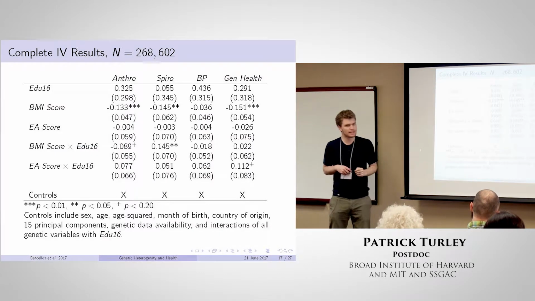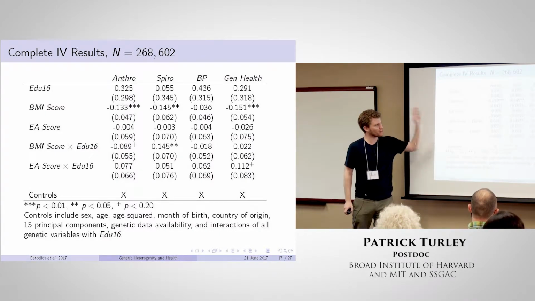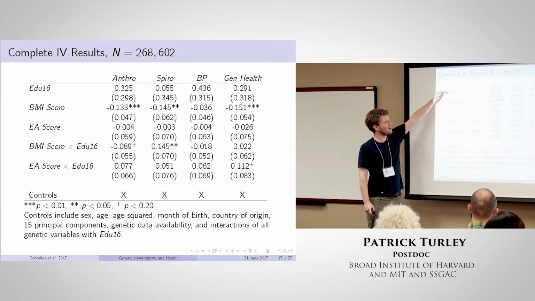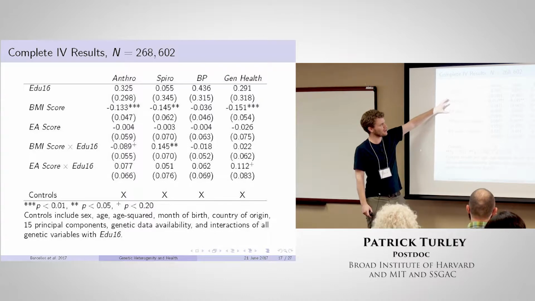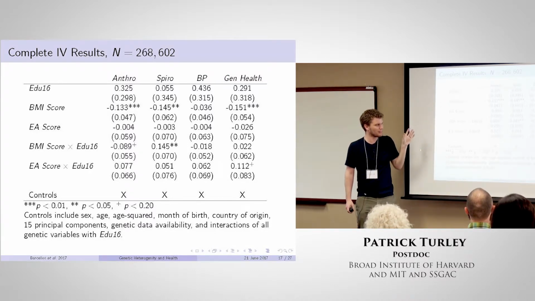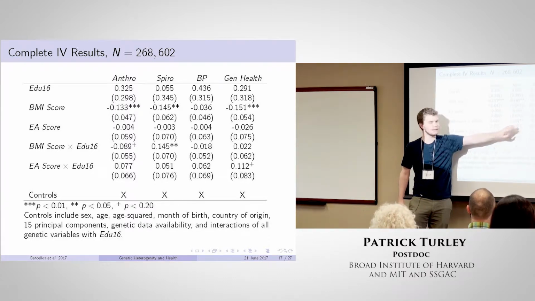So here's the results of the IV. And as you can see here, there's really nothing much going on. This is the direct effect of education. These are the direct effects of the score. And these are the interactions. I guess there's some stars here, but I really don't believe these because these don't hold up very well when we do robustness checks. So I think this is unlikely to hold up once we get all of the data.